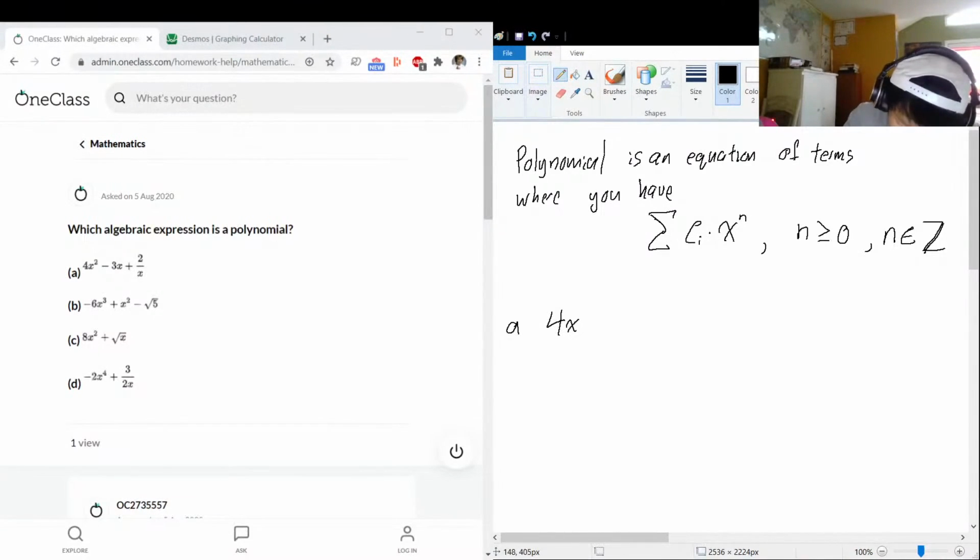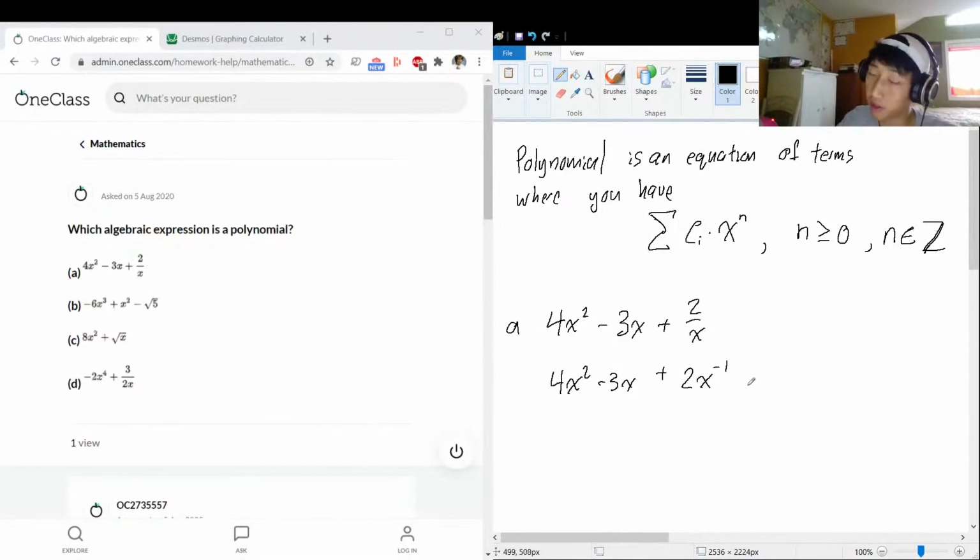So the first one, A, is 4x squared, looks good so far, minus 3x, that's x to the power of 1, plus 2 divided by x. Now 2 divided by x is equal to 2 times x to the power of negative 1. Those two are equal. So because we have a negative 1 here, and the rule for polynomials is that you strictly have powers that are positive and non-fractional, you know that this has to be disqualified. So A, no. It is not A.